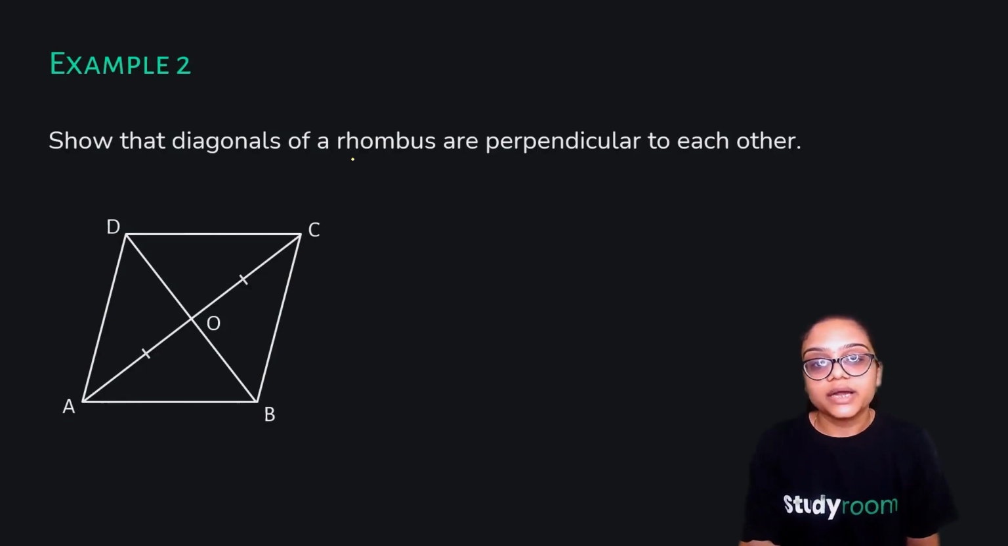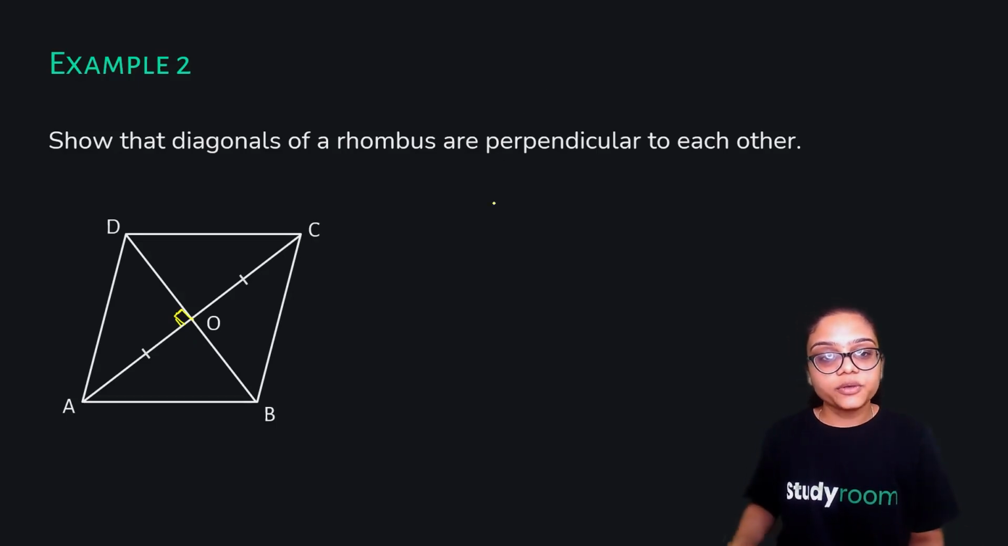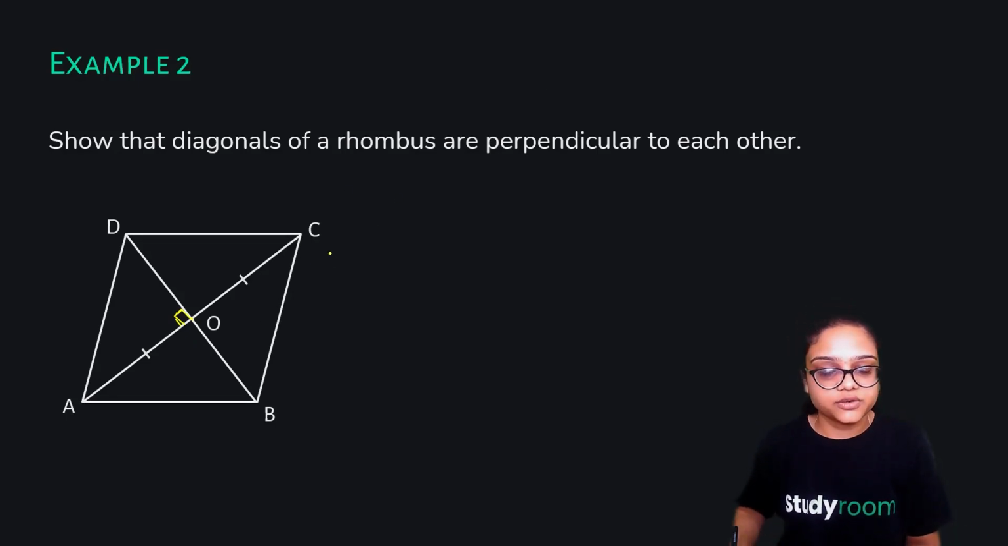Now, show that the diagonals of a rhombus are perpendicular to each other. In a way like this we have to show. So how would we do that? Just pause the video, try it on your own first and then check. I hope you have tried, it's a really easy question.